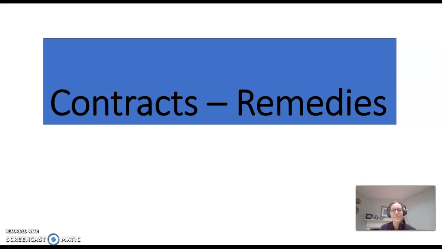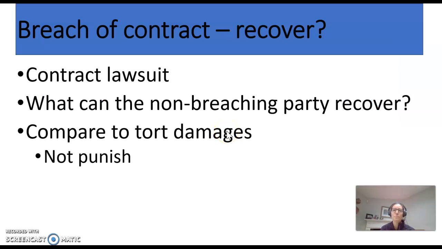Everyone, no discussion about contracts would be complete without also talking about the types of remedies that are available. So in contracts, we don't usually use the word damages, we use the term remedies. And the remedies describe what the non-breaching party can recover. In other words, if you were to sue someone in court for not performing, for breaching a contract, what can you get?